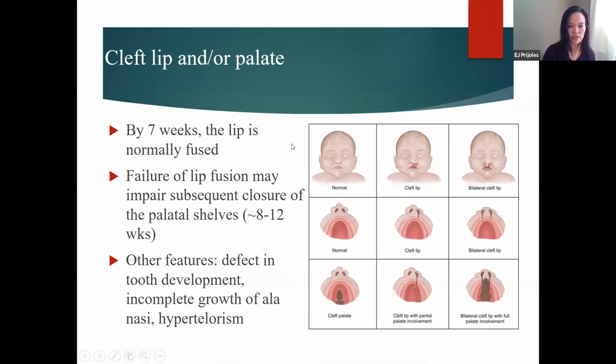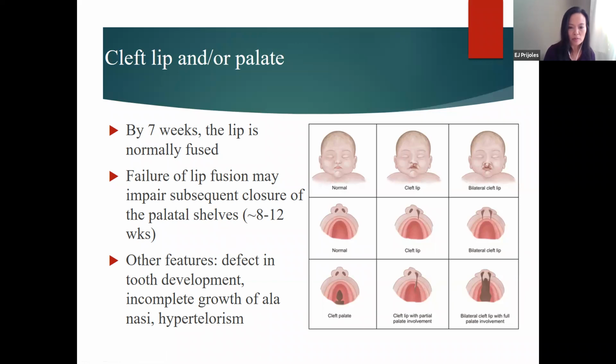So in terms of development, by 7 weeks the lip is normally fused. And at times the failure of the lip fusion may impair the subsequent closure of the palatal shelves at 8 to 12 weeks. So remember, all of this is pretty early in pregnancy.